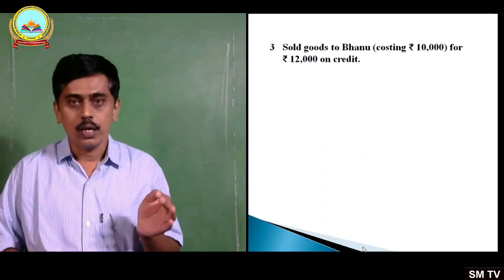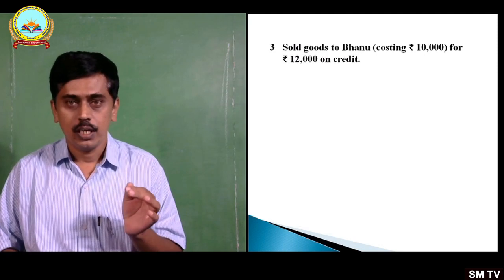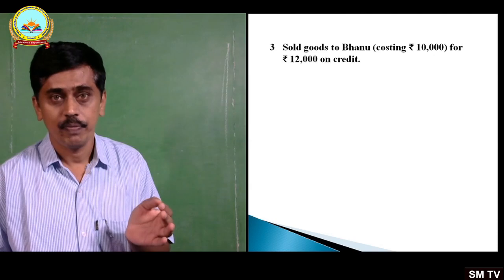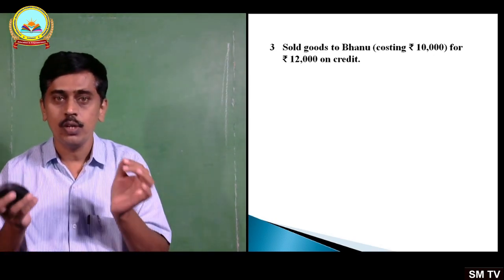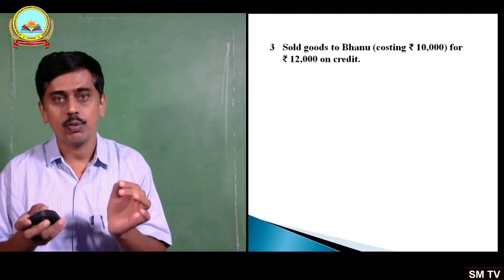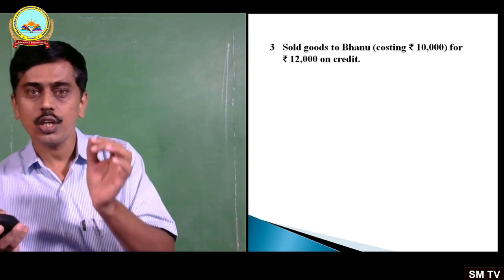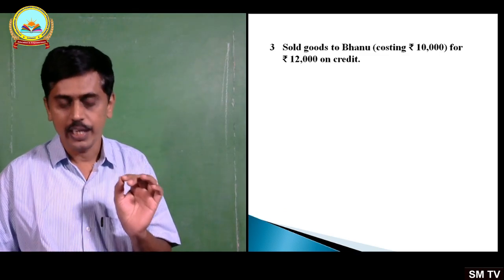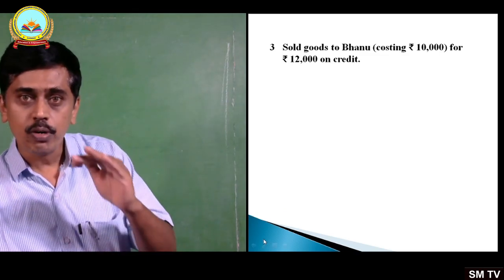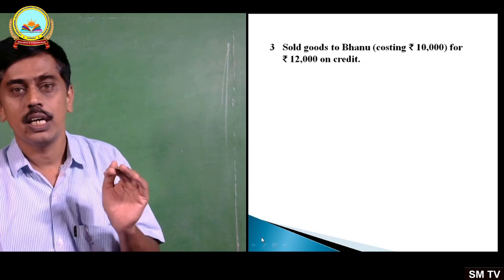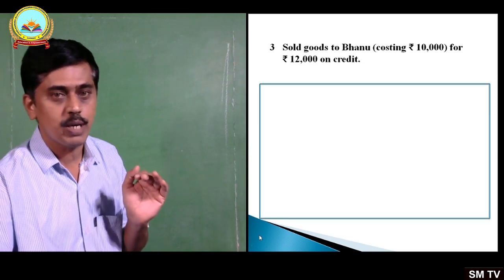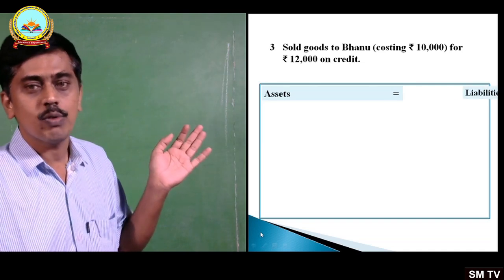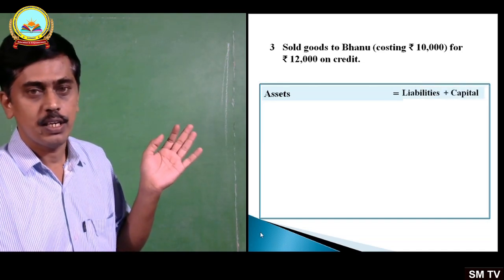Sold goods to Banu costing rupees 10,000 for rupees 12,000 on credit. See here, sold goods to Banu for rupees 12,000 on credit, but the cost of that goods was rupees 10,000. This is a very interesting transaction, and before analyzing it, let me first write the accounting equation. What does it say? Accounting equation, again, assets equals liabilities plus capital.